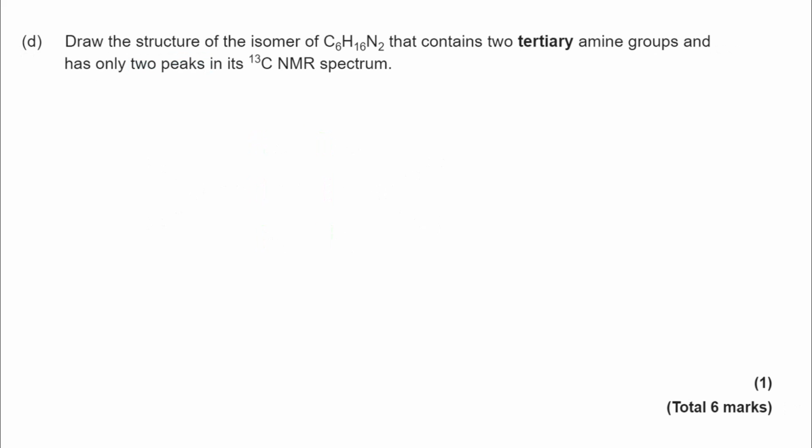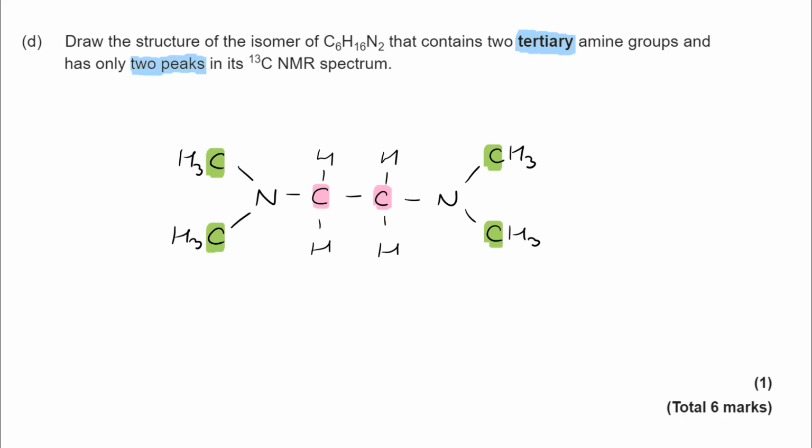Finally, part D, I want 2 tertiary amine groups, but still only 2 peaks, so I'm looking for symmetry again. Now tertiary means the N has got to have 3 alkyl groups coming from it, so it makes sense to start with this position. I've got my C's in the middle, but now I need to add 4 more carbons. Well, again, I follow the principle of symmetry, and I can put 4 CH3s coming off. Both of my N's have got 3 alkyl groups around them, hence tertiary amines, and I've got 2 different environments of carbons, and therefore 2 peaks.